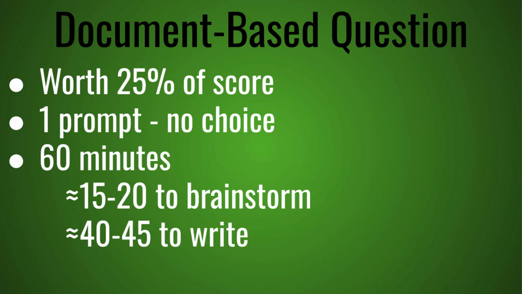The DBQ is the third element of the AP exam. It is worth 25% of your exam score. There's one prompt, and you write on that prompt. There is no choice. You'll have 60 minutes to complete this essay. The recommendation is 15 minutes for brainstorming and 45 for writing, but obviously you can adjust that however you need to.